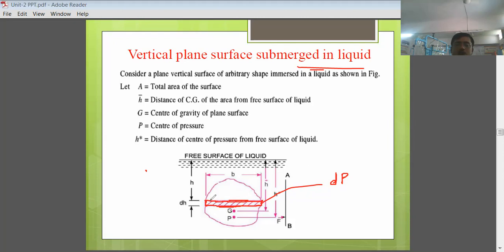then to find out the total pressure acting on the entire surface, we do the integration of this equation. Okay, if on a small strip the total pressure dP acts, and if I want to find out the total pressure acting on the entire surface, then I take the help of the integration. I do the integration of this equation and I find the total pressure acting on that entire surface, entire vertical plane surface. So this is the logic behind this. Now let us find out what is the total pressure force acting on the vertical plane surface. Okay.